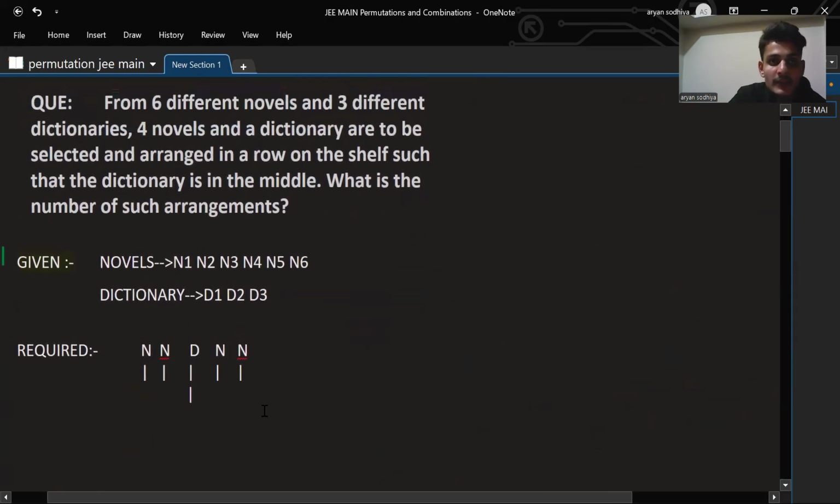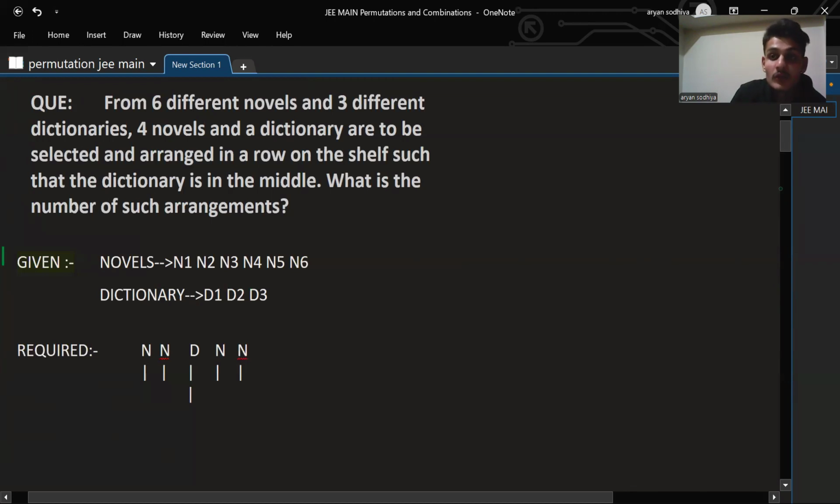From six different novels and three different dictionaries, four novels and a dictionary are to be selected and arranged in a row on a shelf such that the dictionary is in the middle. What is the number of such arrangements? So the previous two concepts would be used in this question. Let's open our brain and revise those two concepts.